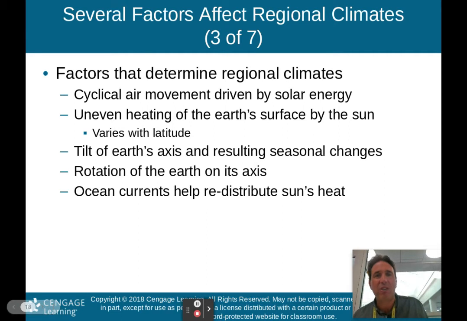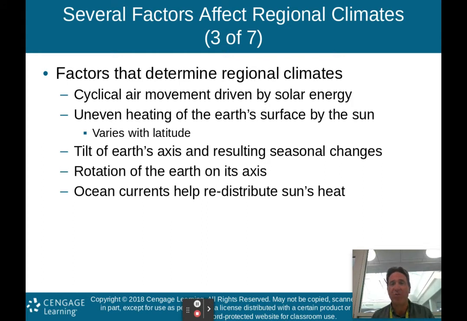So factors that determine regional climates: cyclical air movement driven by solar energy, uneven heating of the Earth's surface by the sun. This varies with latitude, and that produces different pressures, right? If it's hotter in one area, you're going to have lower pressure. Then in another area, it'll be higher pressure, and then air moves from high pressure to low pressure, so this causes the winds to begin to blow.